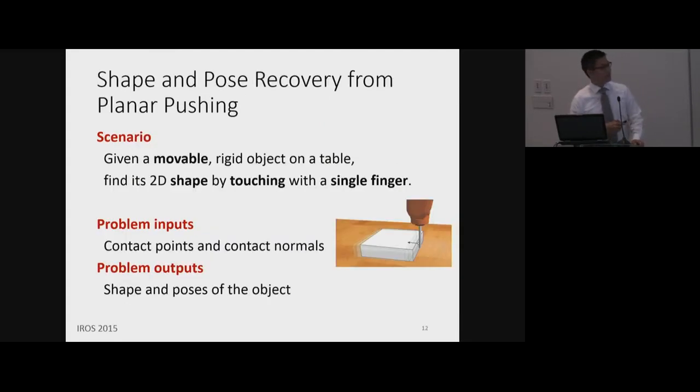So what we want to do is, given a movable rigid object on the table like this, find its 2D shape just by touching with a single finger. The problem inputs are the contact points and contact normals during the exploration process. And the problem outputs are the shape and poses of the object during this manipulation.